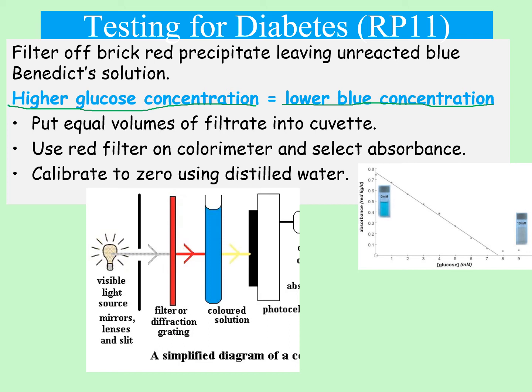I would then put equal volumes of filtrate, so the blue filtrate, into a cuvette. And if you remember, a cuvette is like one of these here, which is like a square test tube that fits in the colorimeter.